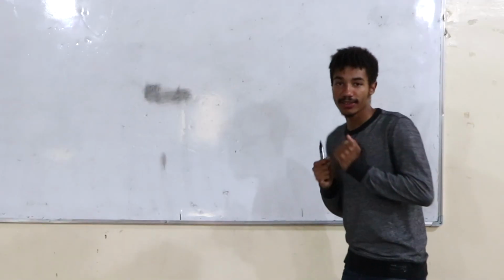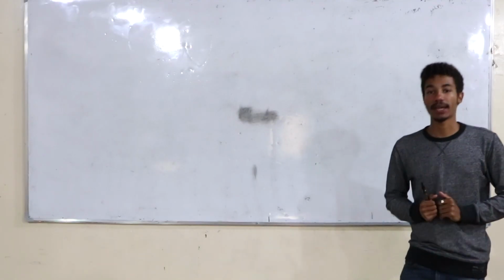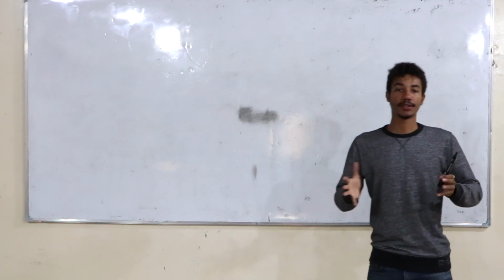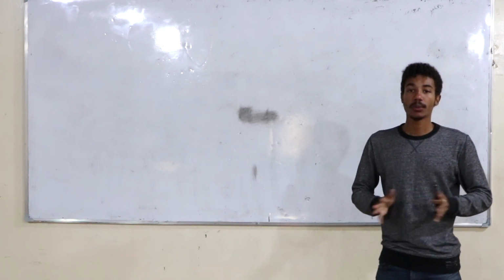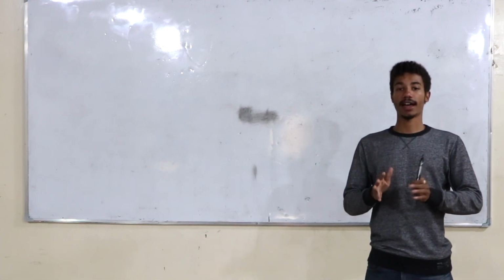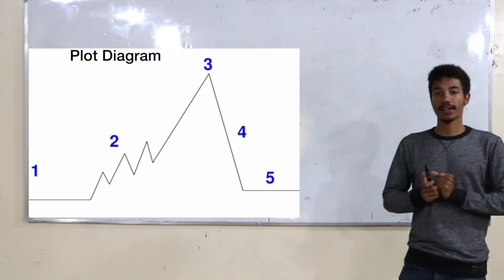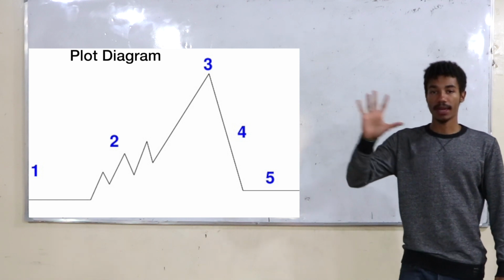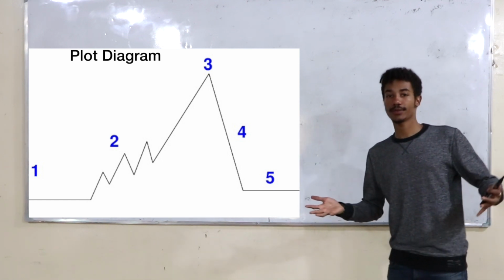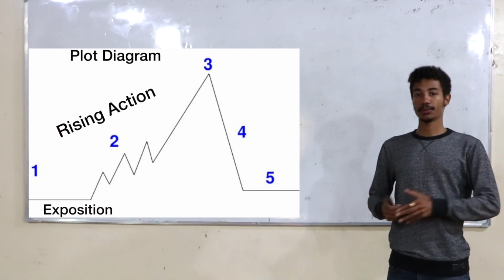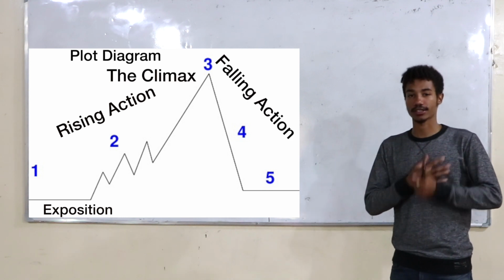Alright, let's get stuck in. We know the basic idea of a plot, but to break it down even further, we want to draw what is called a plot diagram. It looks like this. In a plot diagram, there are 5 main points where certain pieces of information are found, and where you may have different emotional reactions.